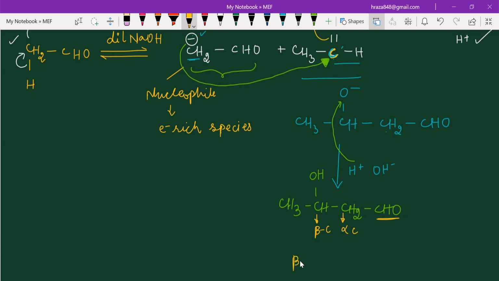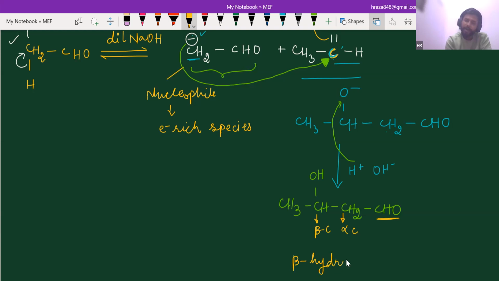So we can write beta. On beta, there is OH, that is hydroxy, beta hydroxy, and this is your aldehyde. So beta hydroxy aldehyde, or we can say aldol reaction. This is your aldol reaction. Is that clear? Yes, sir.